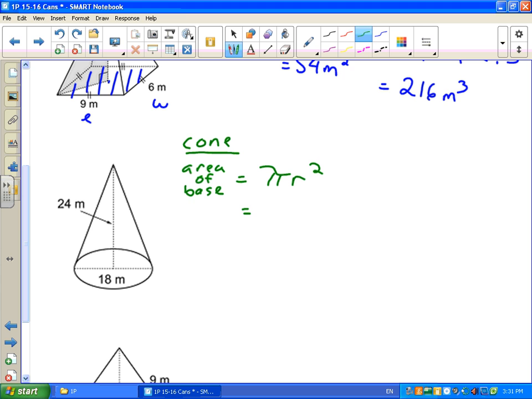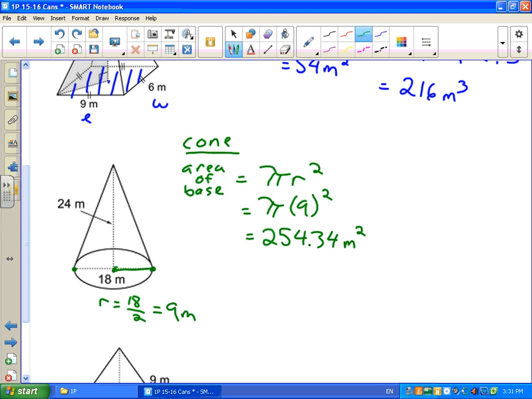So we look at our cone here, and they're giving us 18 meters from edge to edge. So that must be our diameter. So our radius must be half of that, because it goes from the center out to the edge. So it's got to be 9 meters. So we want pi times 9 squared. And we punch that into our calculator. Pi times 9 squared is 254.34, and that's going to be in meters squared.